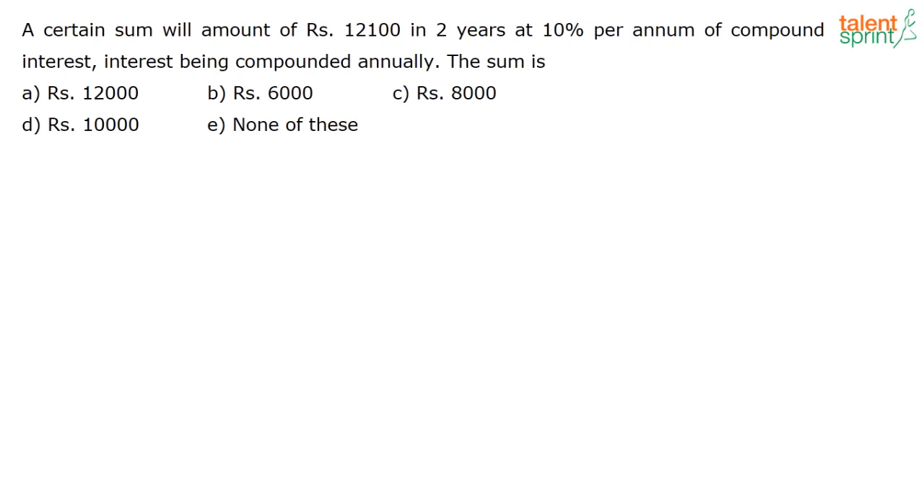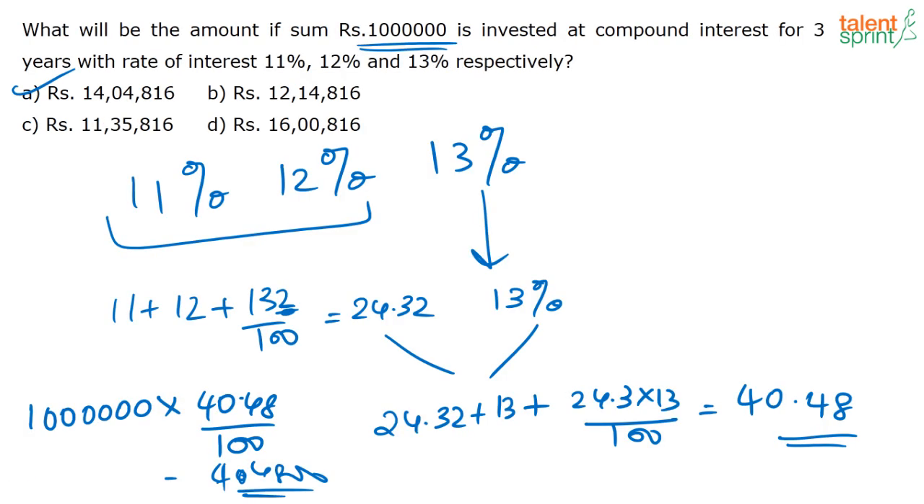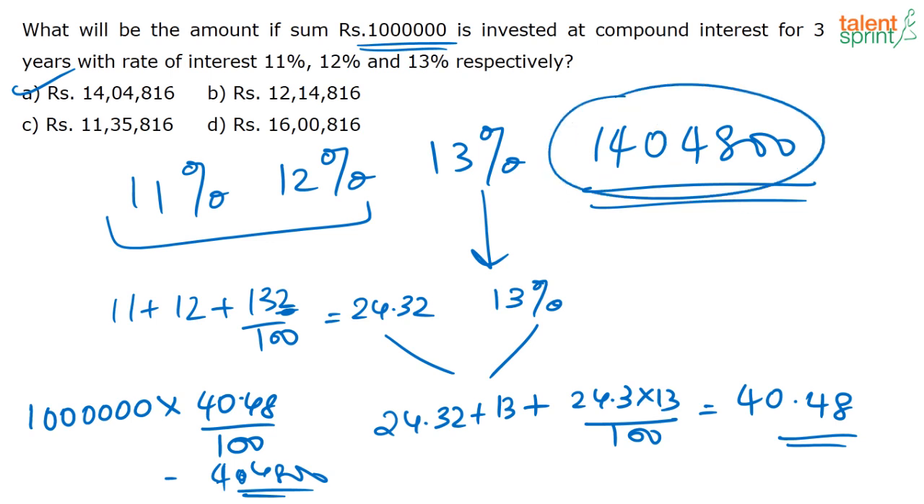Here 16 is extra in option A. See, Sandeep, that 16 is there because I have approximated it. I have approximately got the answer, okay. See, the answer that I get is this 1404,800. This is something that I have approximated because I found the approximate percentage as 40.48. If you actually calculate here, the answer would have more points, okay.